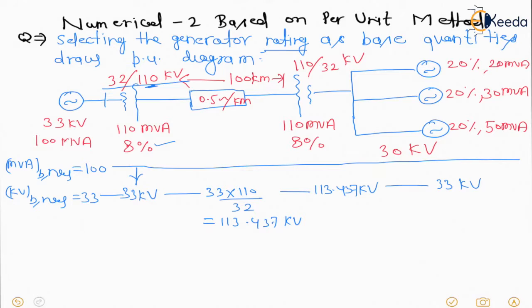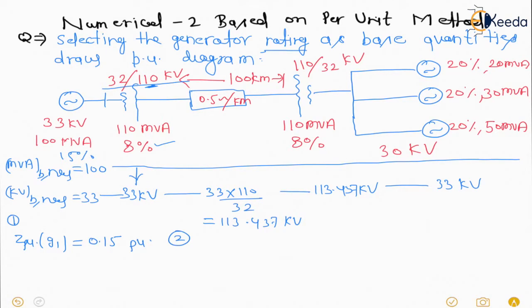Now we are going to calculate. For generator number 1 we do not need to calculate differently, because we have to select the generator rating of this first generator for the entire circuit. So ZPU of generator number 1 will be equal to 15%, it is given. So 0.15 pu.